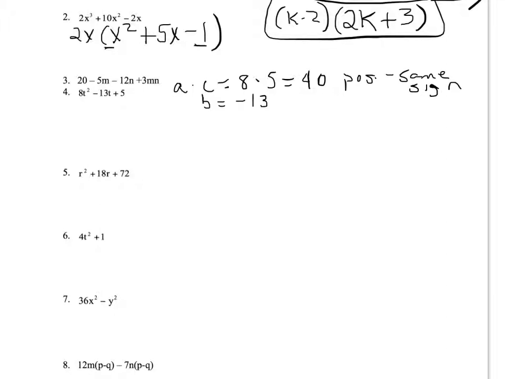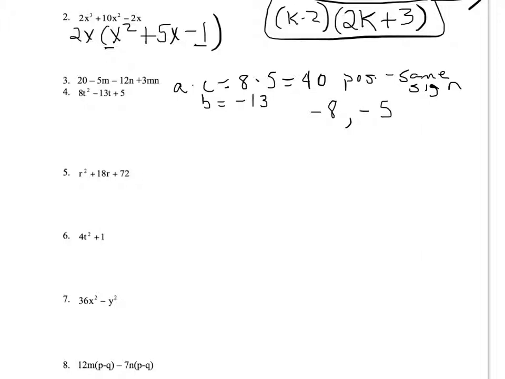If they're going to add to give me a negative 13, that tells me they have to both be negative. So I'm looking for a negative number times a negative number that's going to give me 40. The pair I need is an 8 and a 5. If I multiply those, I get positive 40. If I add negative 8 plus negative 5, I get negative 13.